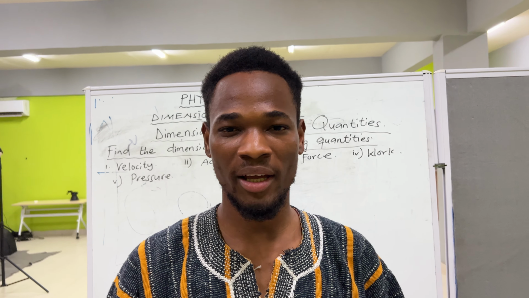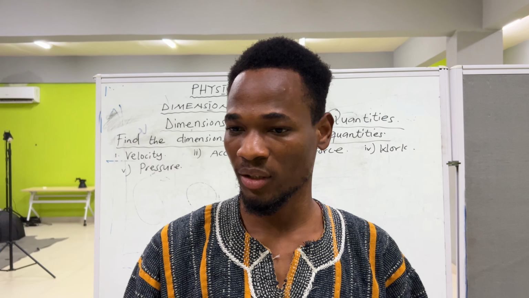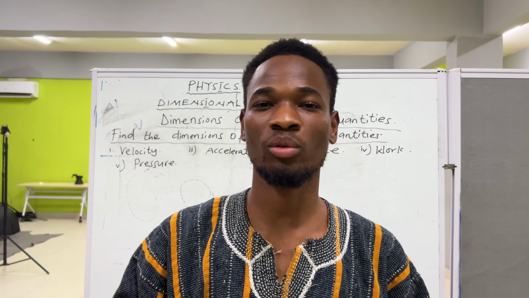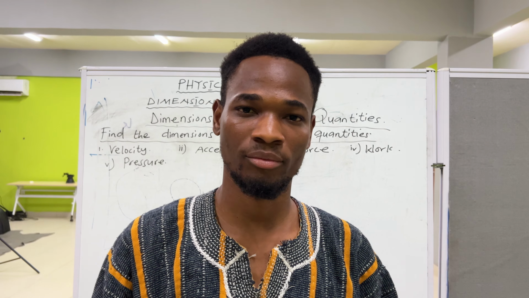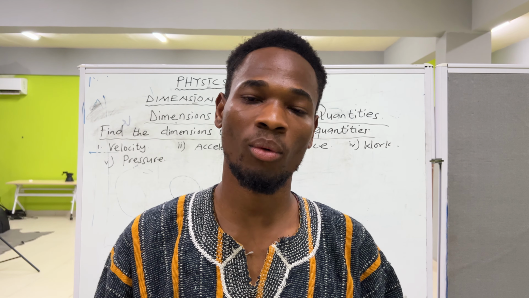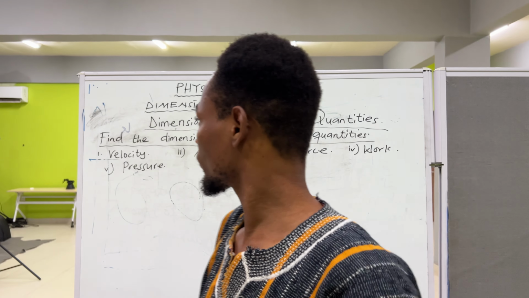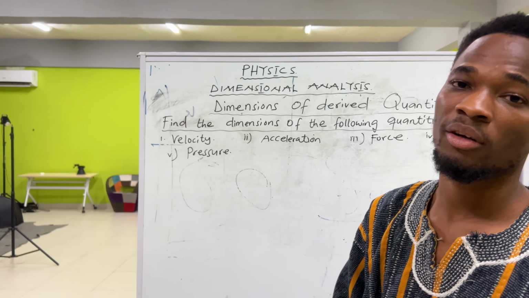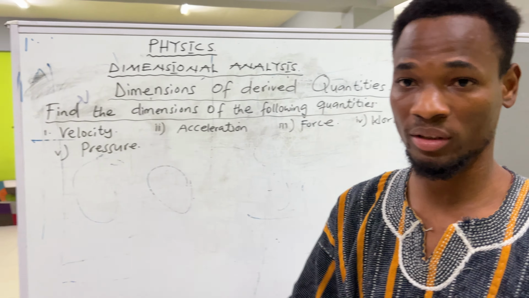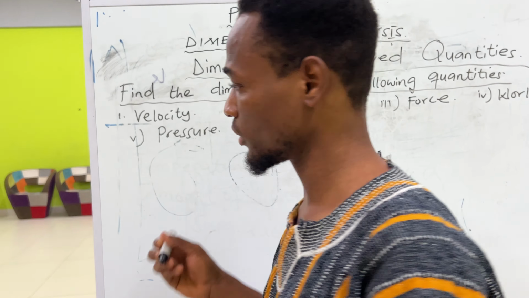Let's continue from where we ended, but before that we have a question to solve. So let us apply what we've learned from the previous lectures on the dimensions of basic or fundamental quantities and the derived quantities. The question reads: find the dimensions of the following quantities. We have velocity, so let's deal with that.